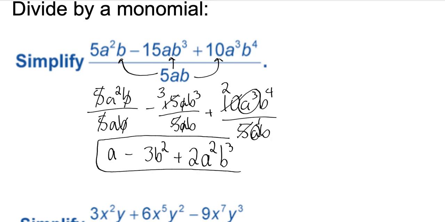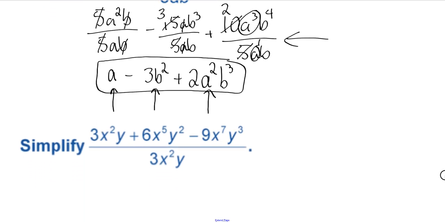You don't have to necessarily write that step out here, but you have to think about it to get your answer. So we could have just looked back at the top question and said, okay, what's left after I take out 5ab? That's just the a. What's left after I take out the 5ab from there? That's our 3b squared. What's left after I take out the 5ab from there? That's 2a squared b cubed. Okay? Let's look at another one.